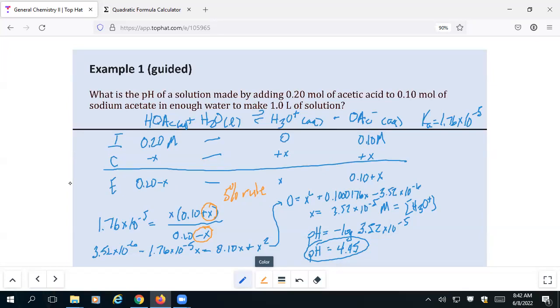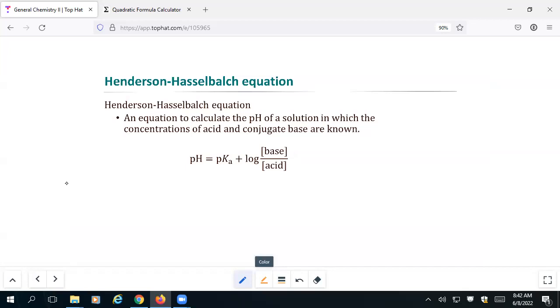Now, if we don't have that, then it's going to be really hard to apply that approximation. You would have to solve using this similar ice table quadratic approach. But we can actually even do one better than that. What if we didn't have to do an ice table at all?